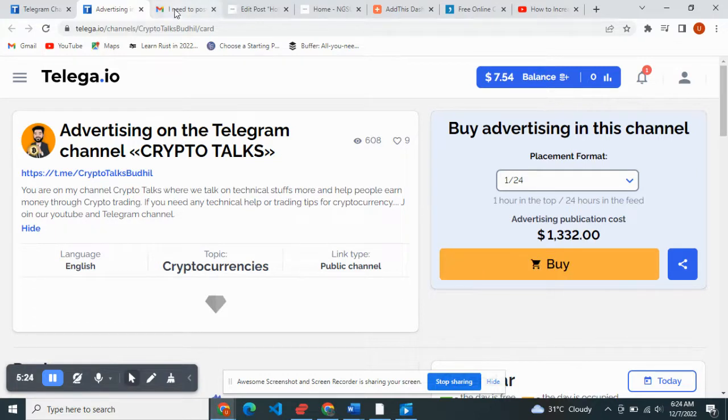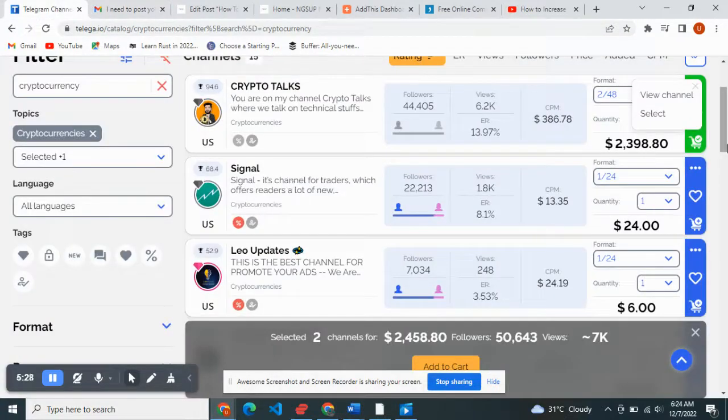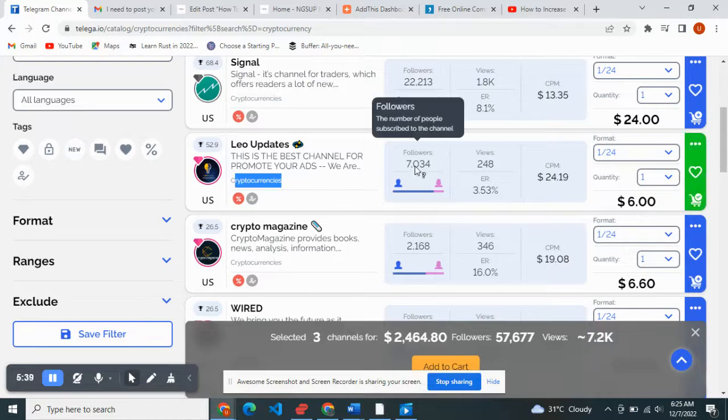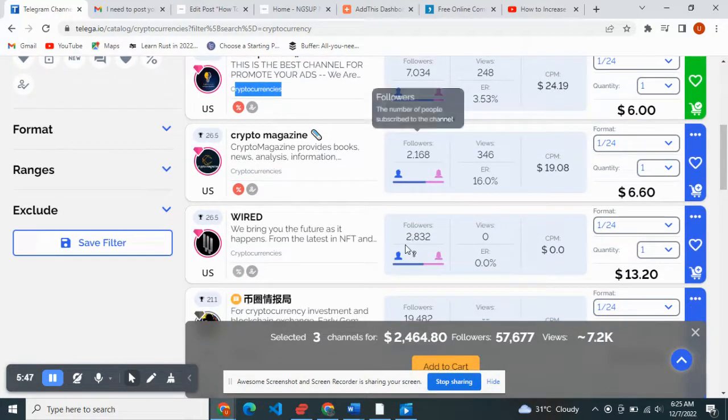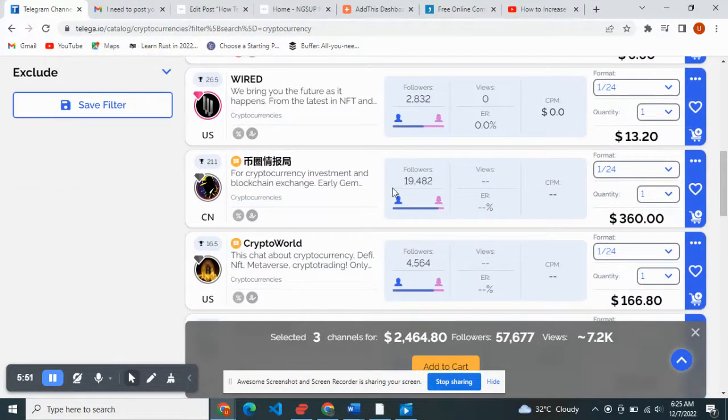You can run it. Now, if you don't want it, you click on it, you close it, and get on to another one. There are a lot of them. Look at what we have, Leo updates. Are we together? Now, as you can see here, it's strictly cryptocurrency. Are we together? They have 7,000 plus followers and it's relatively very cheap. In 1 hour, they charge $6. So that's what we are talking about. We have this one, they're relatively low. The higher the number of subscribers, the higher the charges.